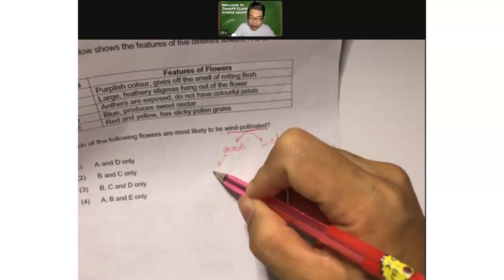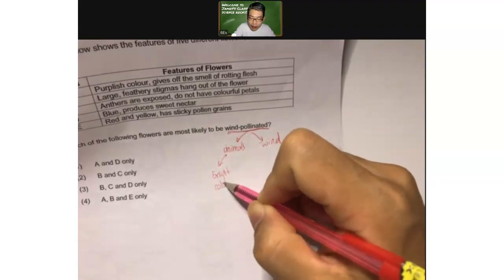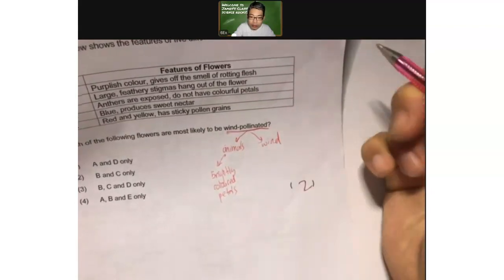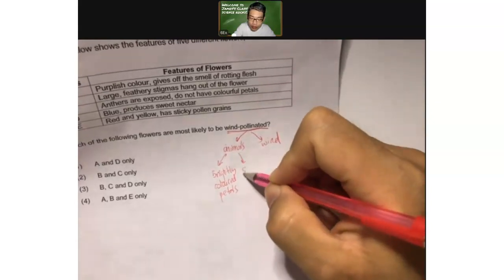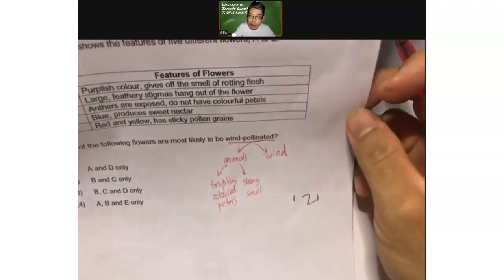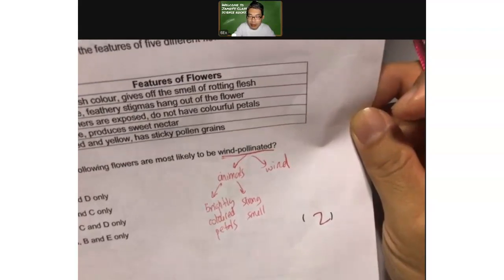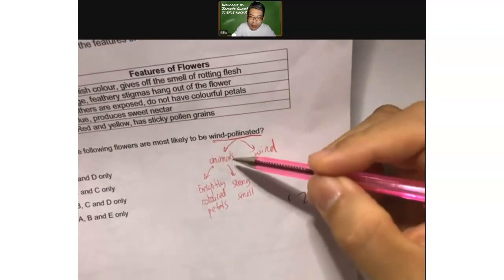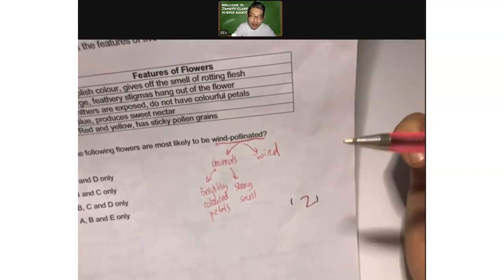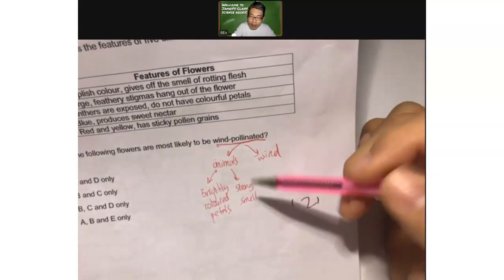By either using very bright colors, and the bright colors come from the brightly colored petals, or with a very strong smell. The strong smell can be a pleasant, sweet smell, or it can be smelly, but it has got to be strong. So animals are attracted by these two mechanisms that the flowers can give off: either they're brightly colored or they have a strong smell.